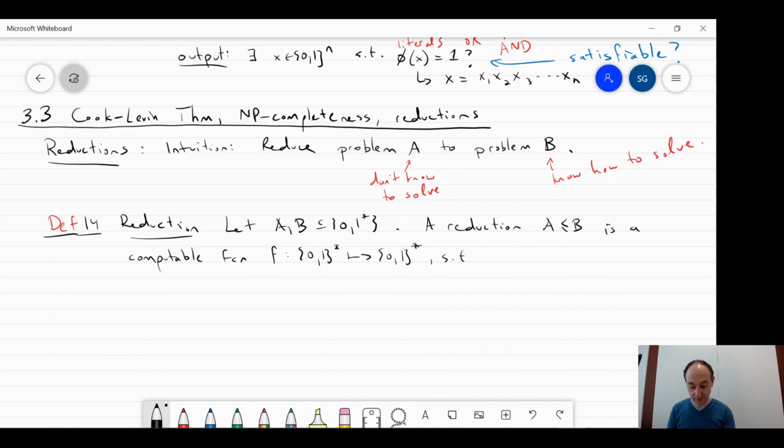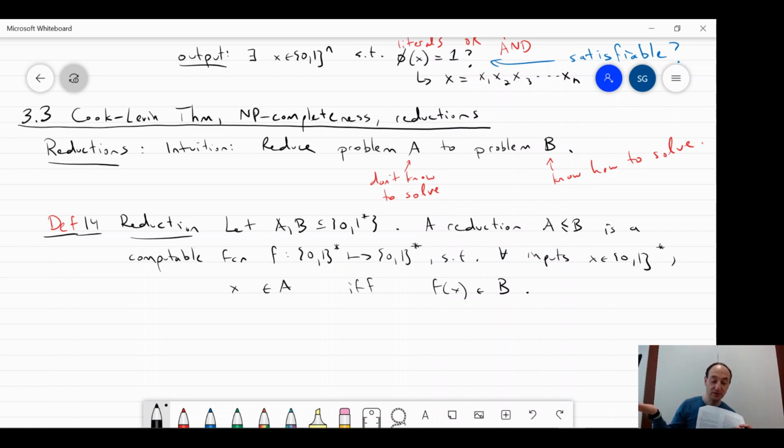Okay, so such that for all inputs x, x is in A if and only if f of x is in B. This is the key property. This is the basic idea: you take your problem in A and you reduce it to some other input f of x to B, such that your original input x is in A if and only if f of x is in B.